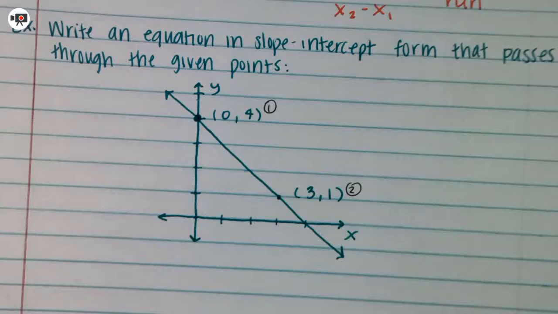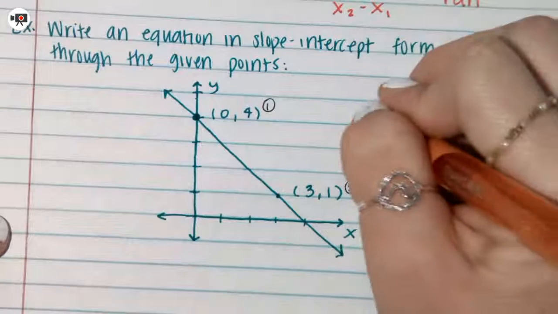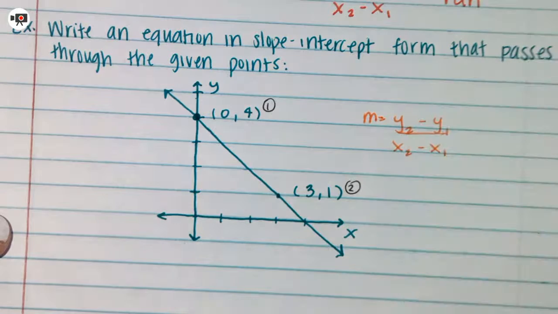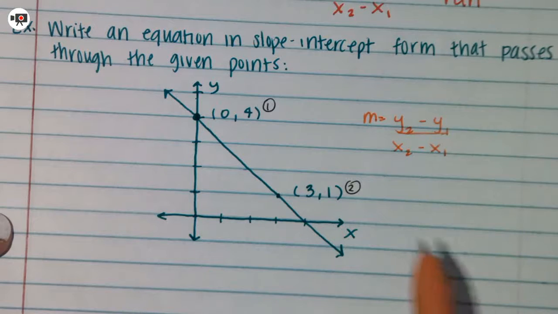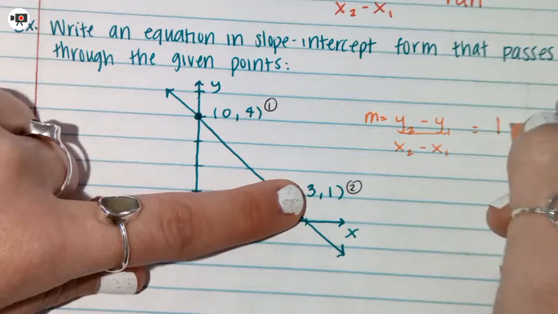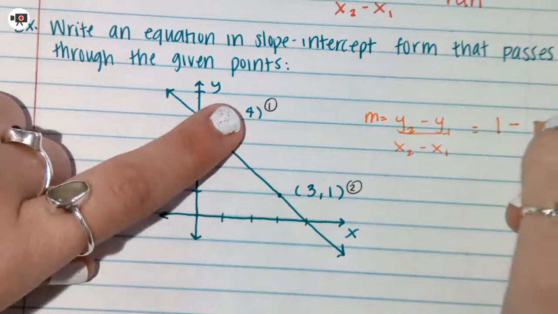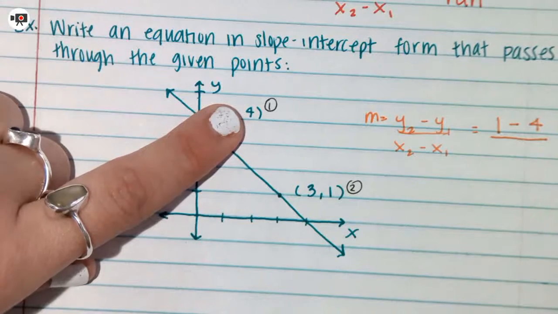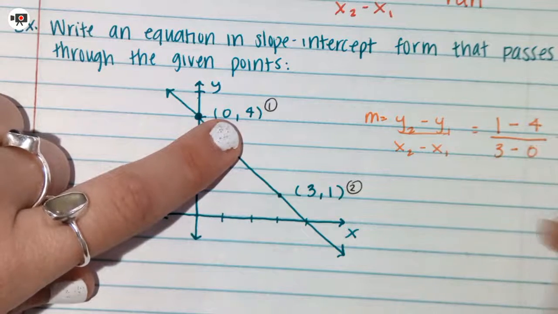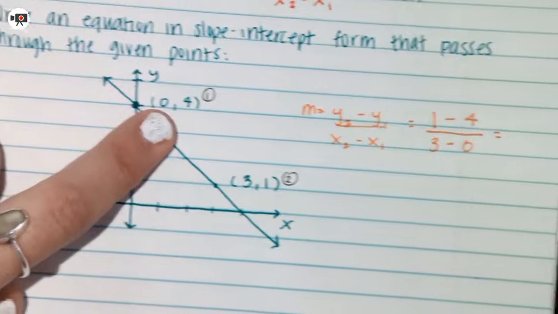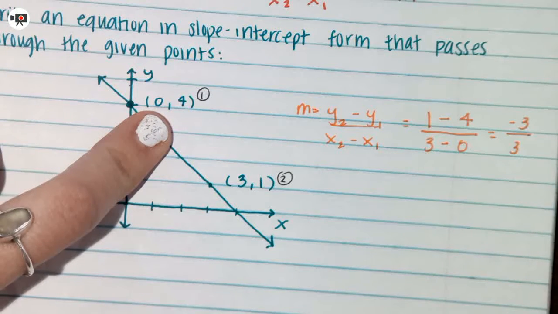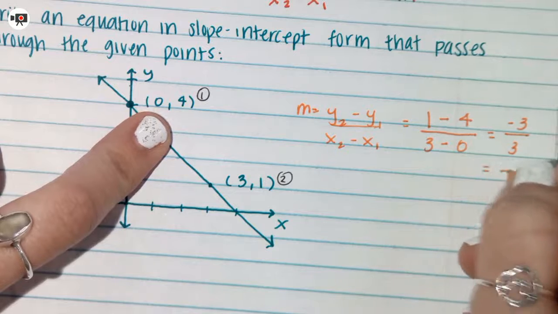Now I use my formula, m equals y2 minus y1 over x2 minus x1. And y2, my y from point 2 is 1, minus my y from point 1, which is 4, over x from point 2 minus x from point 1. Now we can do 1 minus 4, that is negative 3. 3 minus 0 is 3. Negative 3 divided by positive 3 is negative 1.